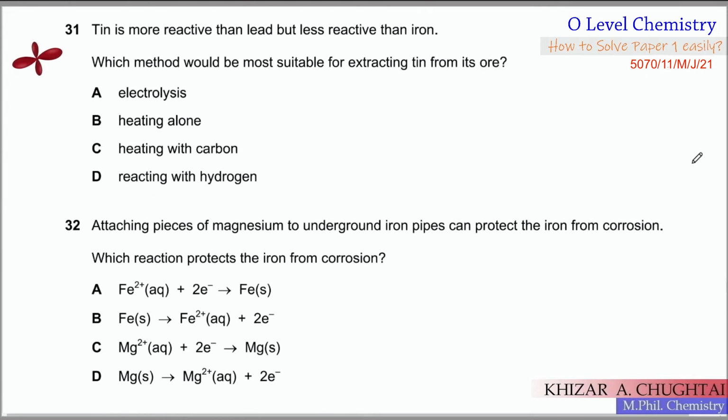Tin is more reactive than lead but less reactive than iron. Which method would be most suitable for extraction of tin from its ore? Once again, tin is more reactive than lead but it is less reactive than iron. If it is less reactive than iron, then it can be extracted with the help of carbon, or heating, or you can say the smelting process can be used. So heating with carbon is the most suitable and cheapest method.